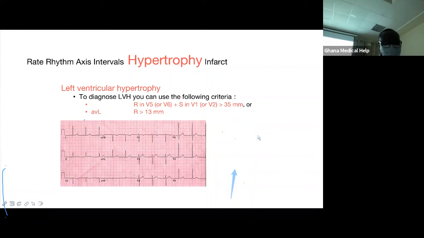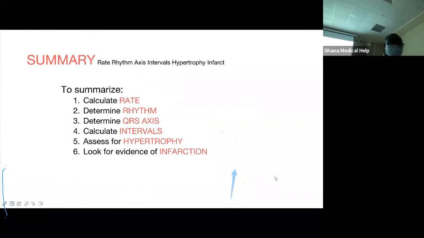Never mind about the several names. For practicality purposes, just know one or two of them, one for the limb list, one in the precordial list, one of the criteria for each. And if you satisfy that, you are good enough to go, except for those writing exams where they ask the various criteria.